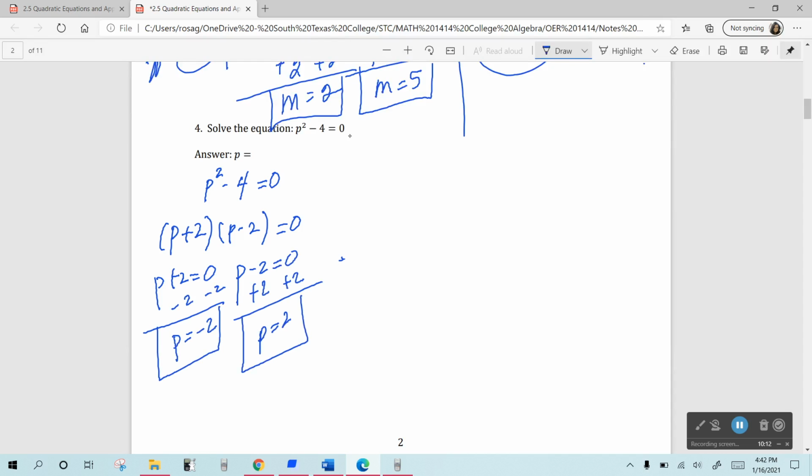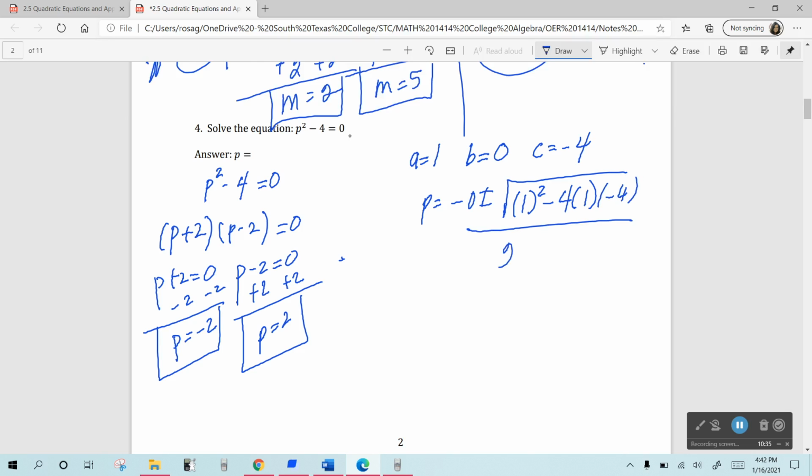Now, if I'm going to do it with the quadratic, my a would be 1, my b would be 0, because it's a number next to x, and we don't have that here. We don't have a single p. So that would be 0, and your c would be negative. Again, I get the quadratic formula from the formula sheet. You plug it in the calculator, and you will get these two numbers.